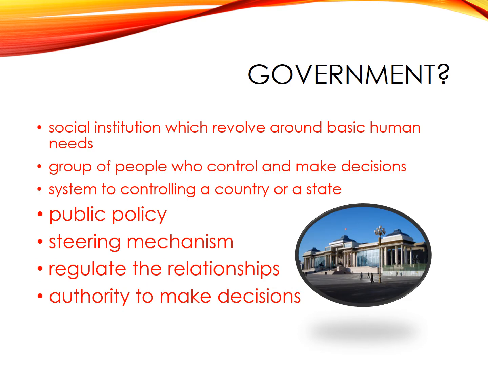Government is a basic or universal social institution which revolves around basic human needs. All humans need a daily supply of water and food and shelter from the elements. Just as important, we need to be able to live in an orderly environment and protected from outside enemies.